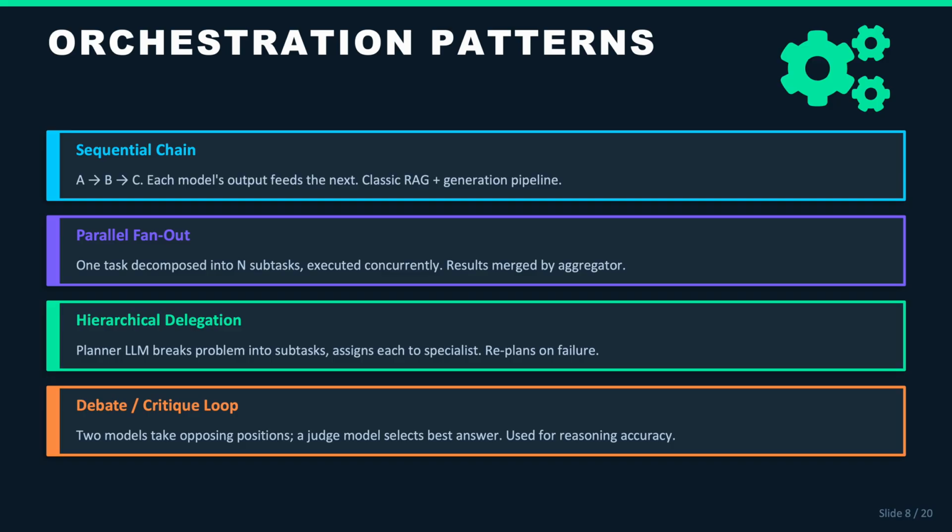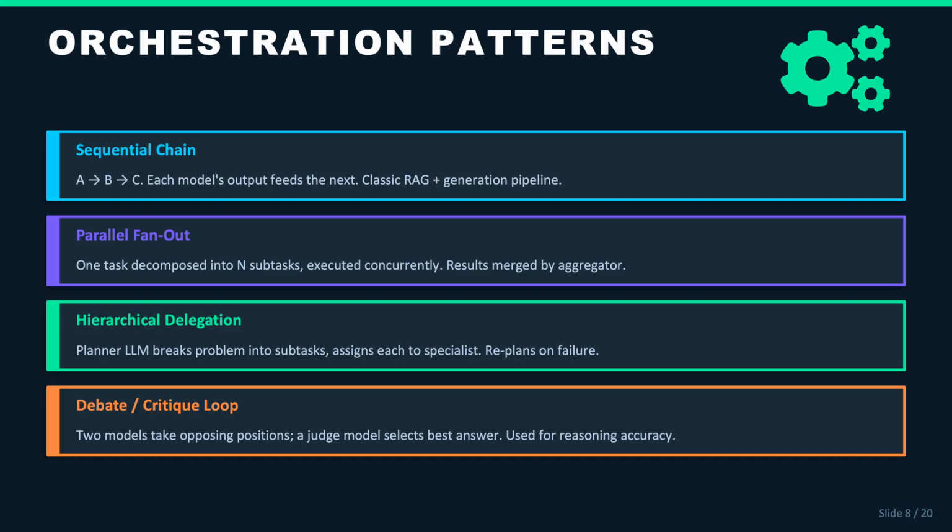The parallel fan-out pattern decomposes a single task into n independent subtasks, executes them concurrently across multiple models, then merges results through an aggregator. This dramatically reduces wall clock latency for parallelizable workloads. Hierarchical delegation uses a planner LLM at the top that breaks down a complex problem, assigns each subtask to the most appropriate specialist model, monitors execution, and replans when a subtask fails. This is the foundation of production agentic systems.